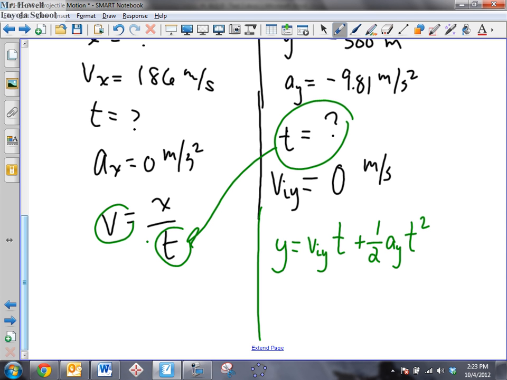Now, it looks like this equation is tough because we have T squared and we have T. But what happens to the VIT part? It goes off because VI is 0. So that whole thing drops off, which makes this equation much simpler.